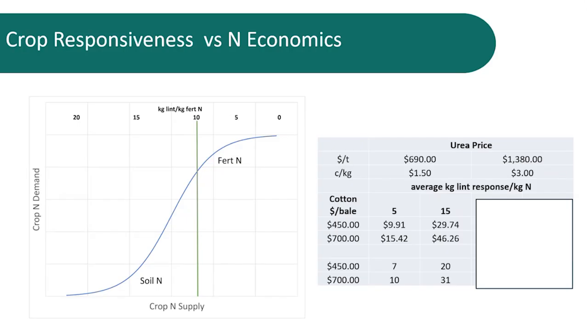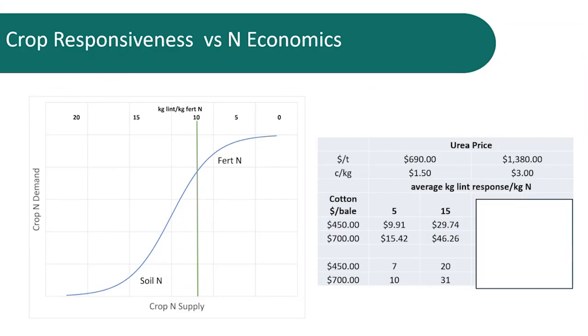And what I put there is 5 kilograms of lint. In other words, not a very responsive paddock. The soil's supplying a lot and the fertiliser that you put on is not going to give you a very big response. 5 kilograms of lint per kilogram of N is basically 2 bales per 100 kilograms of N applied. So that's not a very high efficiency.